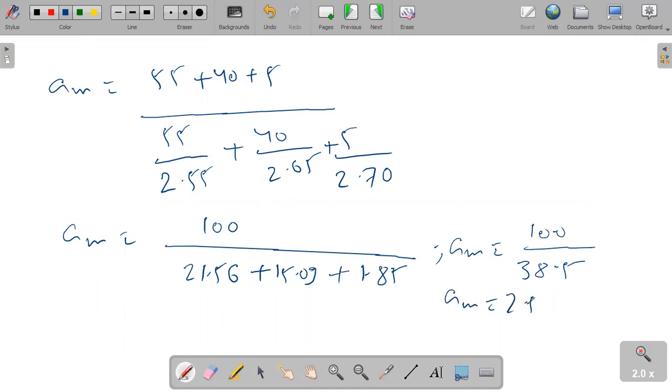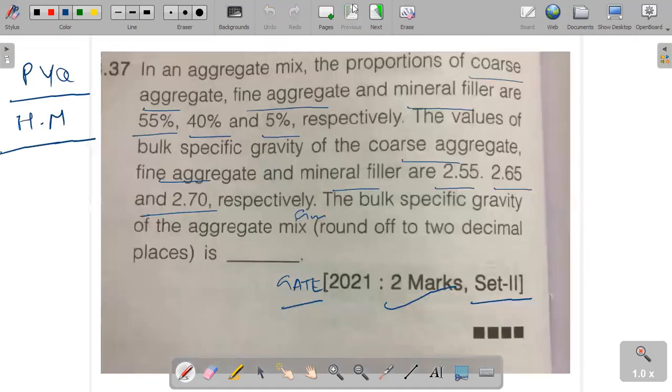We get 2.597. So here GM is equal to 2.59, as it is asking for 2 decimal places, so the correct answer is 2.59. One more thing, in the GATE examination there is a virtual calculator. So before the GATE examination, do practice with that virtual calculator, because it will be very hectic if you don't practice. So do that before your GATE examination.